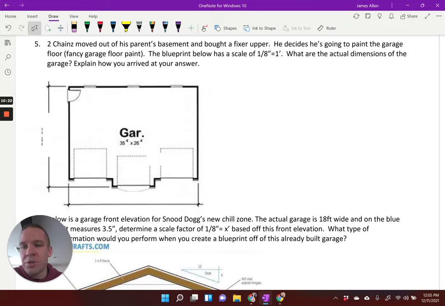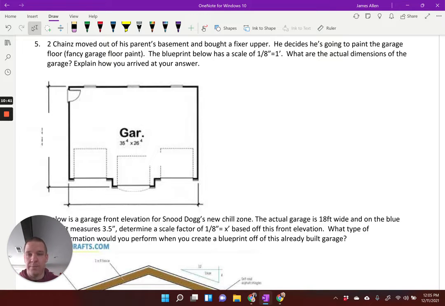2 Chainz moved out of his parents' basement and bought a fixer-upper. He decides he's going to paint the garage floor. Fancy garage floor paint, right? Maybe some little sparkles in there. The blueprint below has a scale factor of 1/8 of an inch equals 1 foot. What are the actual dimensions of the garage?